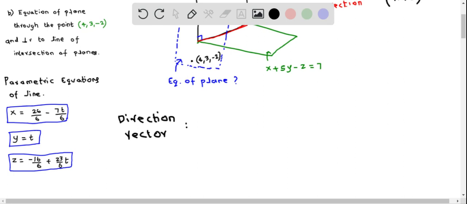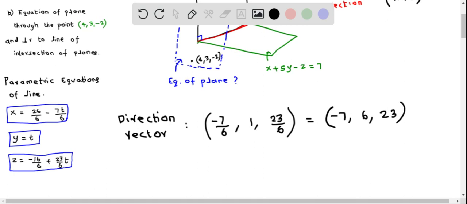That is, in x, we have negative 7 by 6. This is the coefficient of t. And in y, the coefficient of t is 1. And in z, the coefficient of t is 23 over 6. In fact, we can normalize this by multiplying by 6. So when you do that, we get negative 7, comma 6, comma 23. So this is the direction vector of the line.